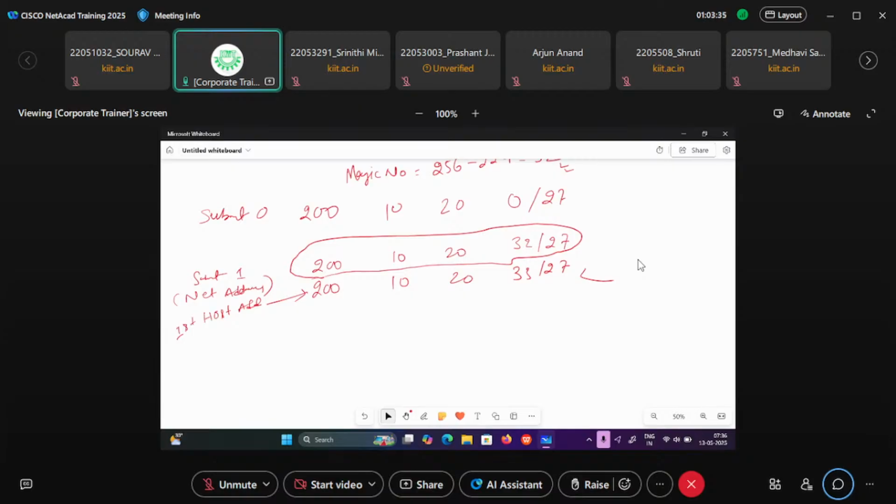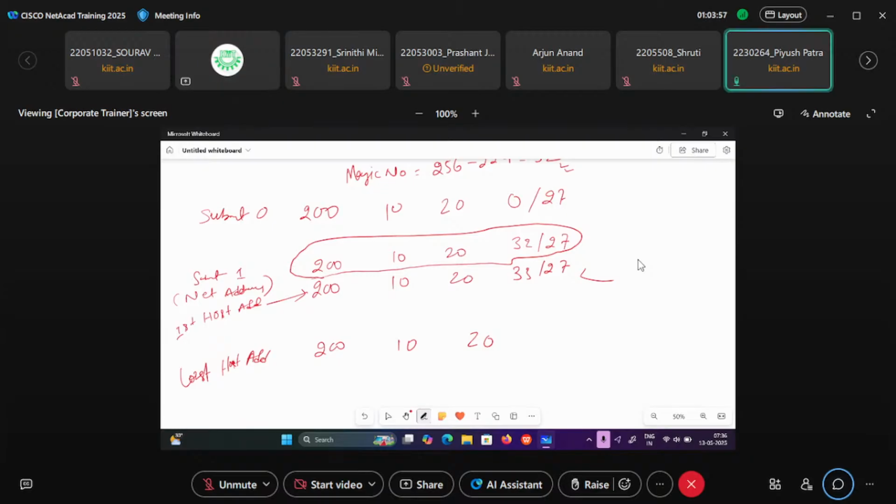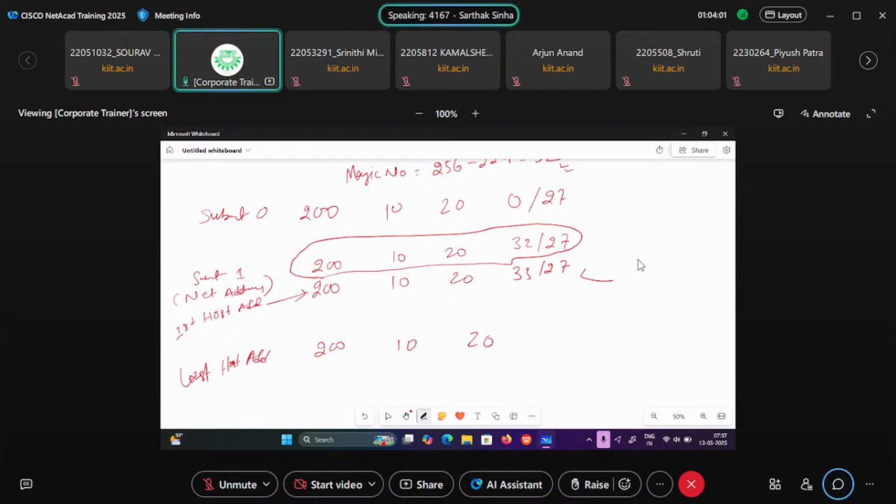And what will be the last host address in these conditions? Can anyone tell me? 200.10.20.60. Last host address, tell me. 200.10.20. What will it be? 63. 63 is the broadcast address, not a last host address. 62.